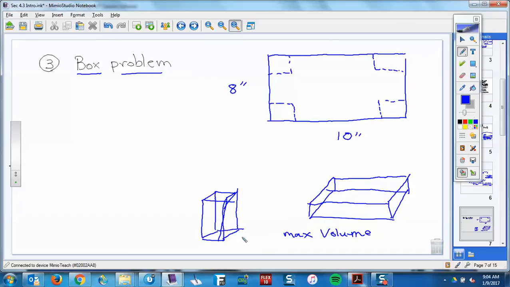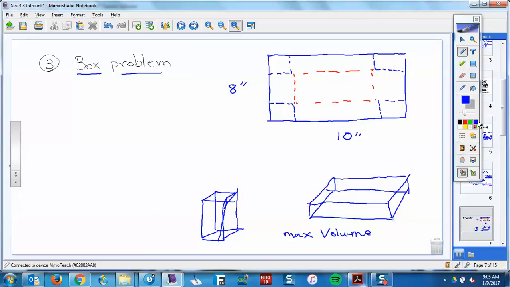If I cut great big squares out, then I'd have taller sides to put up, but then the base of it would be small. This will be the base of it once I cut those squares out, right? This will be the base of it. And then these pieces will get folded up, right? Make a box.